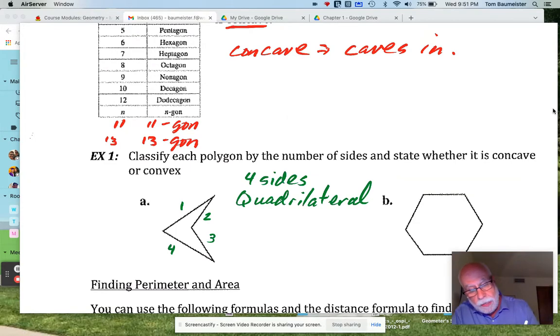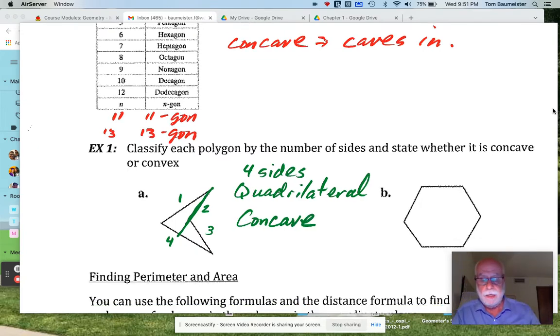If you take a vertex and extend a line, and it goes inside the polygon, like it does there, and even right here it would go in, just because it does that means it is going to be concave, because one of them caves in.